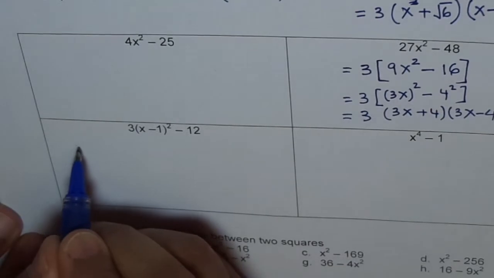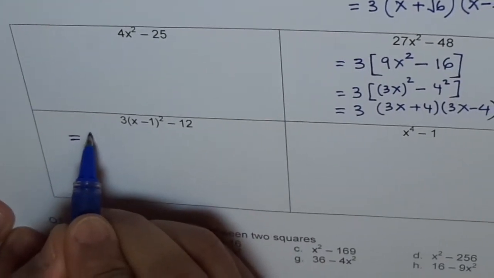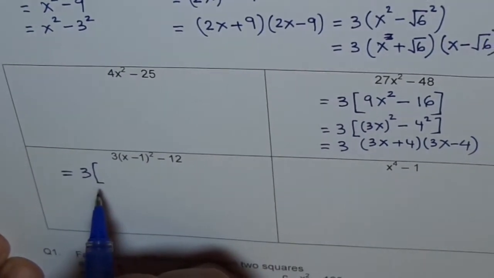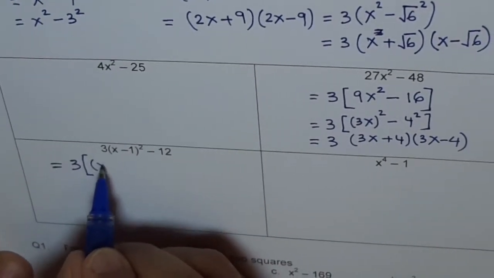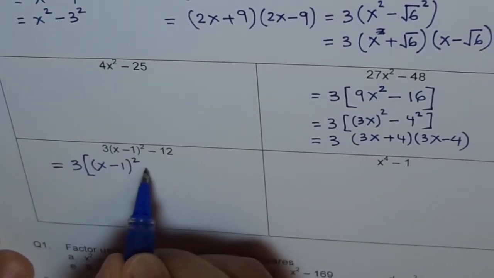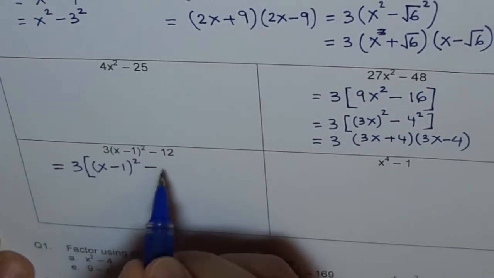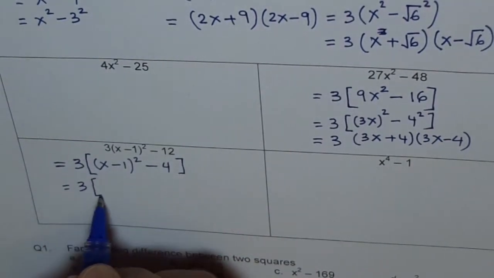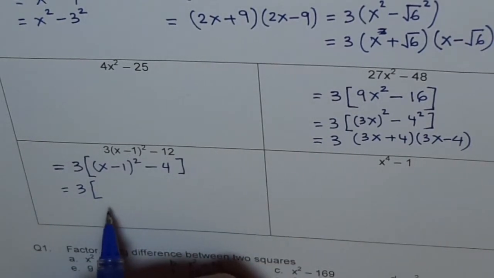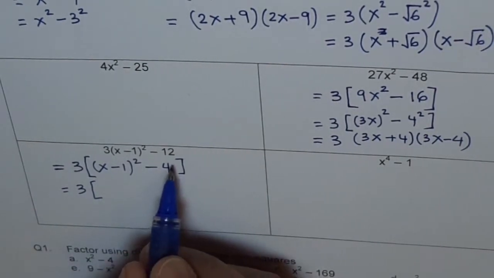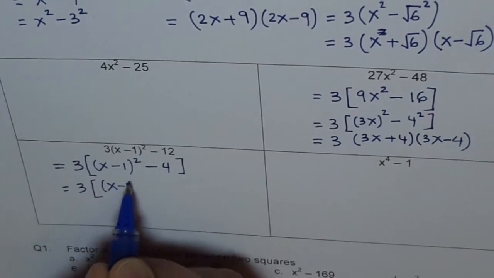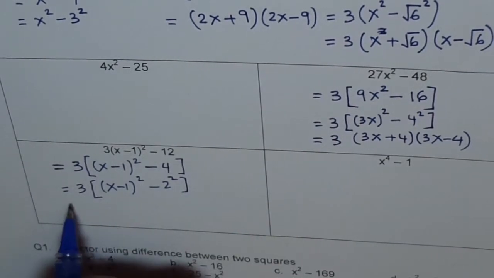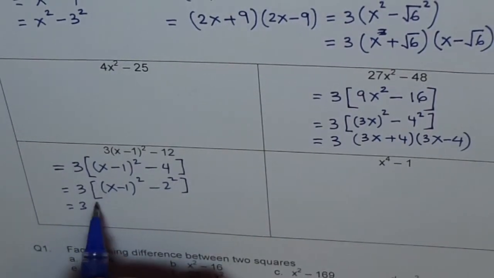So what I will do here, I will take 3 common. So if I take 3 common, to avoid type of brackets, I am using square bracket now. Do you see that? So I'll have x minus 1 whole square minus 12 divided by 3 is what? 4. Now, this is difference of square. Can you recognize it? This could be written as 2 square. Correct. It is x minus 1 whole square minus 2 square. Is that okay?